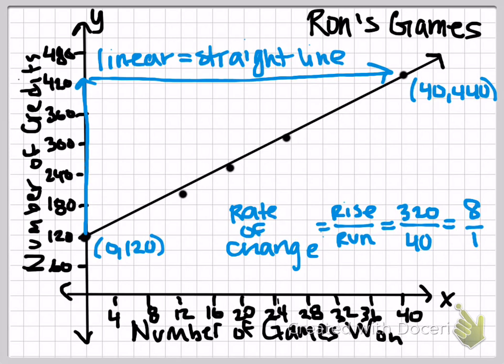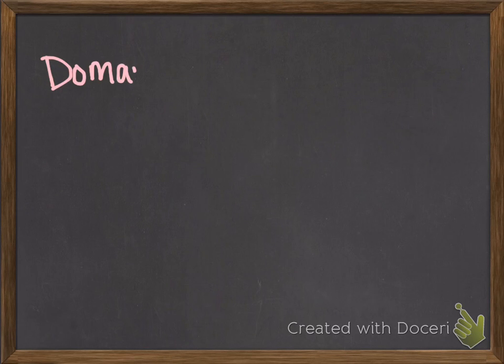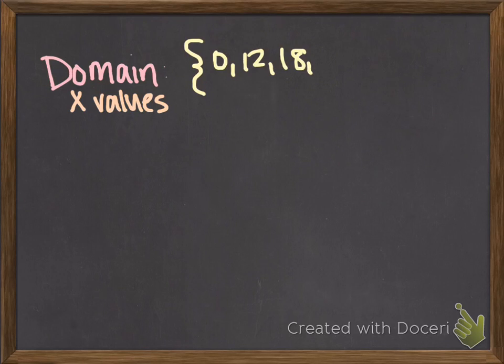Number 9. What is the domain of the problem situation? Include units in your response. Well, the domain is the x values. So we need brackets around this, and it's 0, 12, 18, 25, and 40 games.